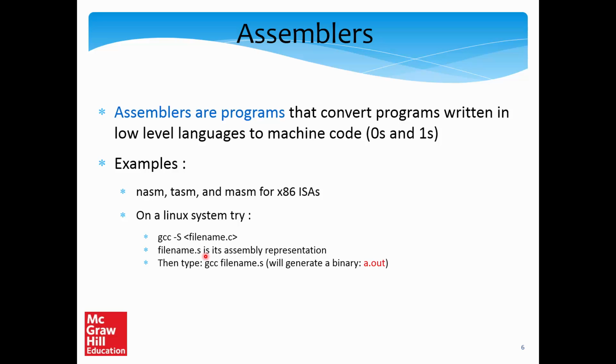Then to generate a binary, we can run the same gcc command once again, gcc filename.s, which will generate a binary called a.out. And then running the binary is very easy. In Linux, it is just as simple as ./a.out.